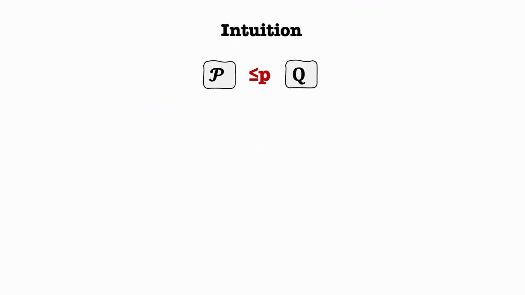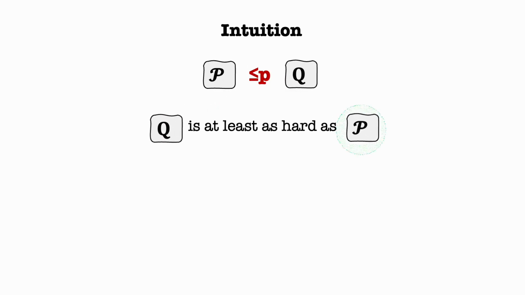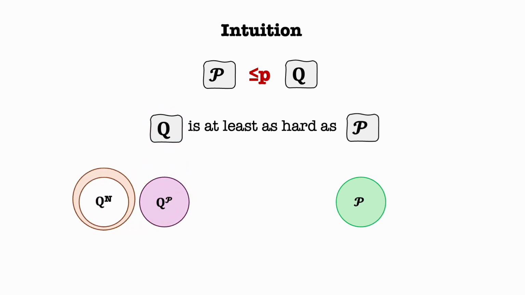Now let's talk about the first property. Problem Q is at least as hard as problem P. Since all instances of problem P are transformed into some instances of problem Q, and Q may have additional instances in Qn, we cannot comment on the difficulty of the full problem Q, especially on the instances in Qn. That's why we say Q is at least as hard as P. It might be harder depending on how hard the Qn instances are.